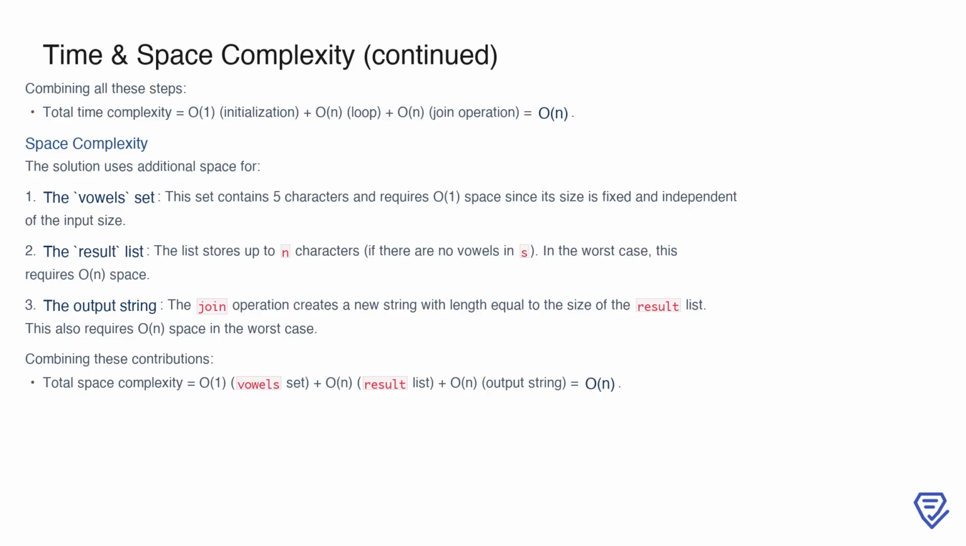Third, the final output string generated by the join method will also require up to O(n) space in the worst case. Therefore, the overall space complexity is the sum of O(1) for the vowel set, O(n) for the result list, and O(n) for the output string, leading to a total space complexity of O(n).